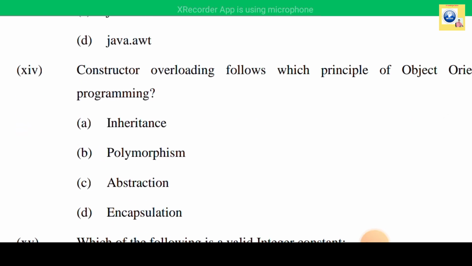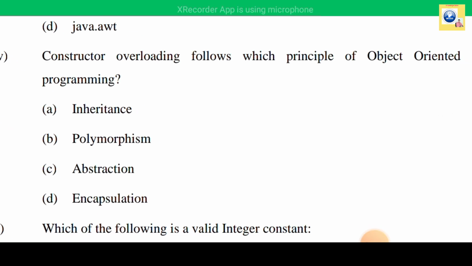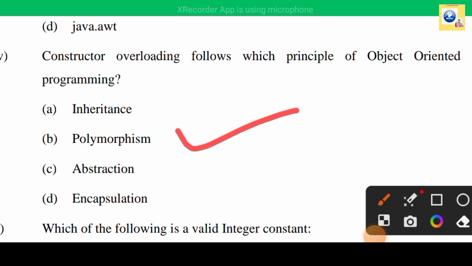Constructor overloading follows which principle of the object oriented programming? Very simple. Overloading term is making us clear that this is for polymorphism. So polymorphism is what? One name many forms, like constructor overloading, method overloading, okay, method overriding.